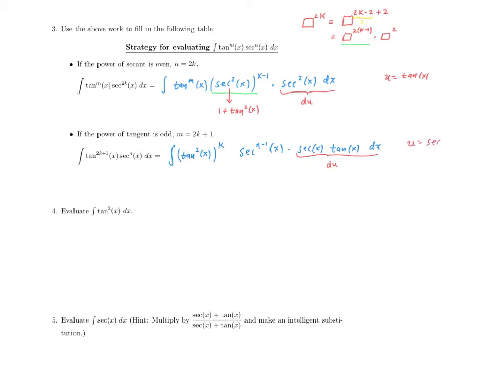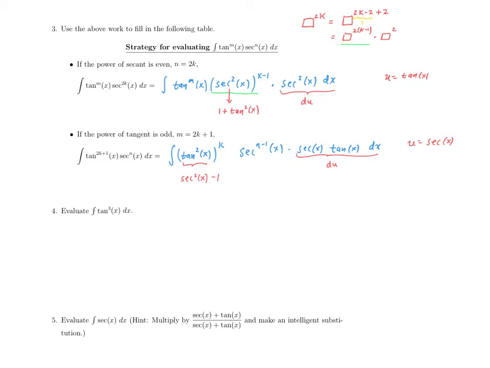So u is secant. And that tells us every tangent needs to be rewritten in terms of secant squared. And note, from the Pythagorean identity, we can do so as secant squared x minus 1. So once again, if the power of tangent is odd, our approach is to pull off one tangent and use the Pythagorean identity to rewrite the remaining tangents in terms of secant.